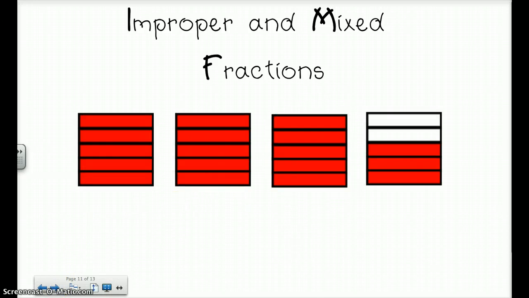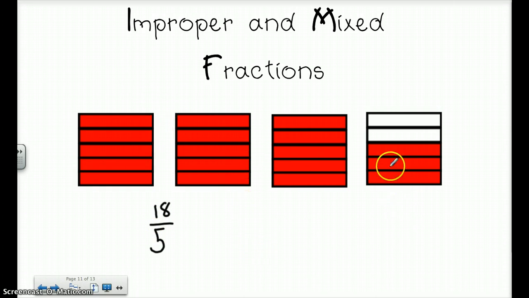All right, let's look at this one. How many parts is this rectangle split into? 1, 2, 3, 4, 5. So 5 is going to be my denominator because they are all split into fifths. Now I'm going to count and see how many are shaded in red, and that's going to be my numerator. 5, 10, 15, 16, 17, 18. So 18 fifths is shaded in red.